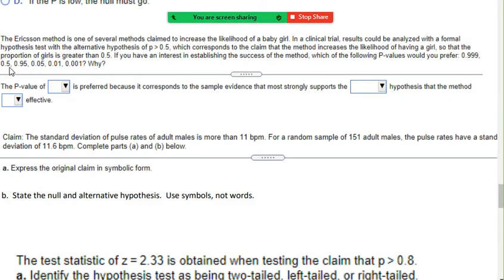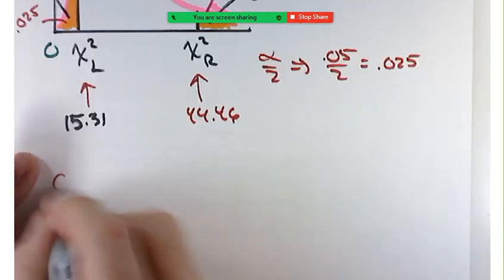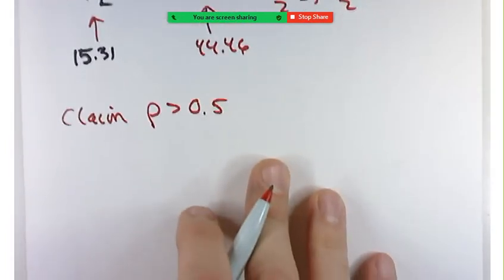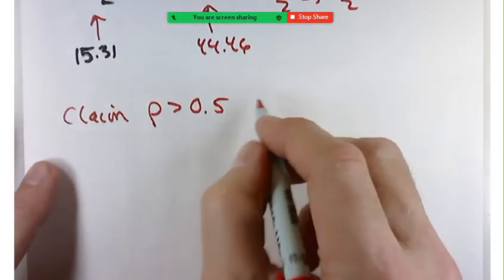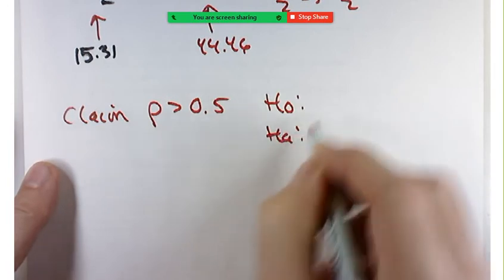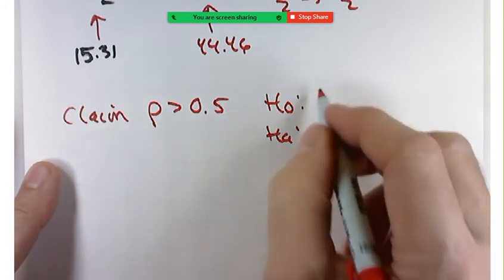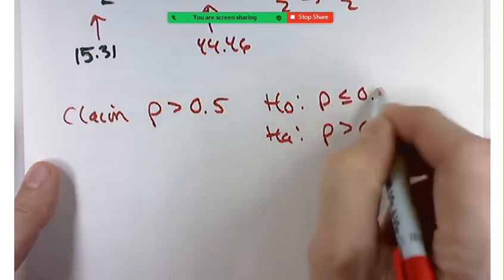0.999, 0.5, 0.95, 0.05, 0.01, 0.001. Which p-value would you want? Well, let me do this much for us to begin with. We're looking at testing this claim, that is, the claim that p is greater than 0.5. Is that claim going to be part of your null or alternative hypothesis? Yeah, thank you again. That has to be part of your alternative hypothesis because it doesn't contain the possibility that it could actually equal 0.5.